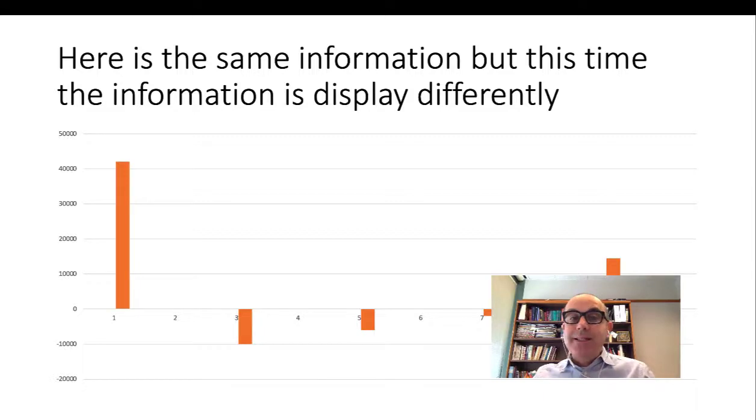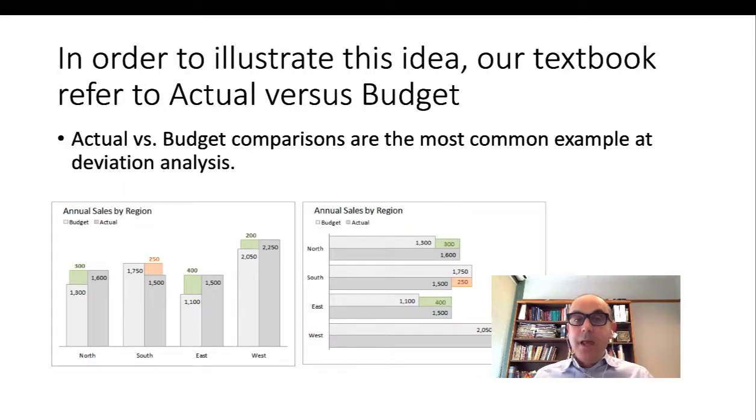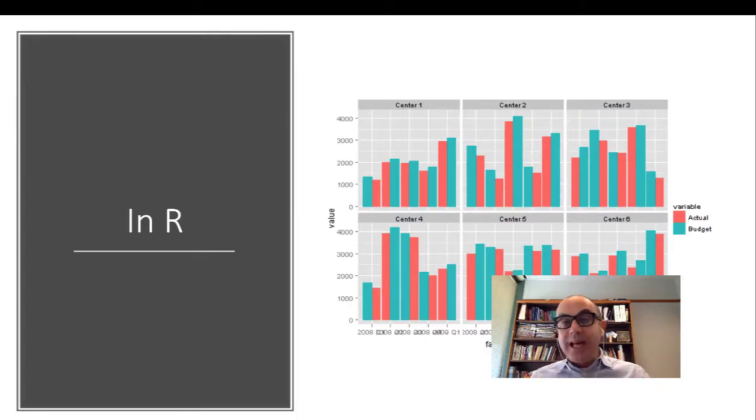So here's the same information, but this time it is displayed in a different format. And again, it's up to you, because you are going to be the creator and the person in charge of communicating the result of the deviation analysis. To illustrate this idea, the textbook makes the case of referring to the actual money that's spent versus the budget. And again, these are two ways to capture that. What do you think works best? The one that is straight or the horizontal? Everyone has an opinion. Everyone has ideas what works best. But in R, we can also do that, and we can display it in a time frame and apply it more specifically.